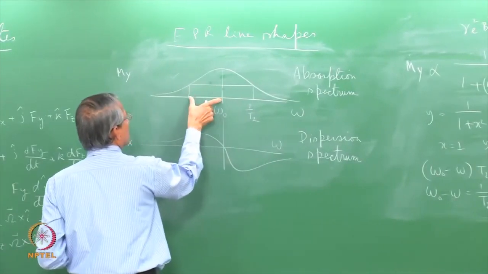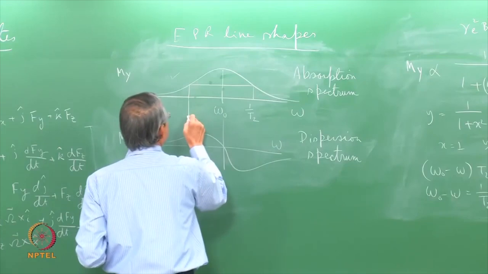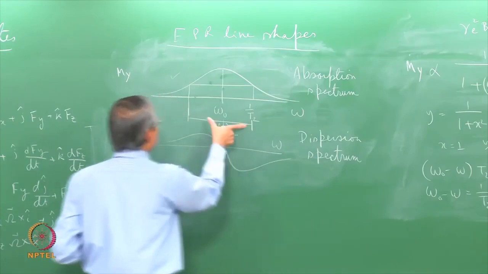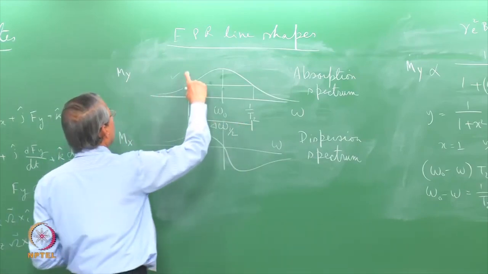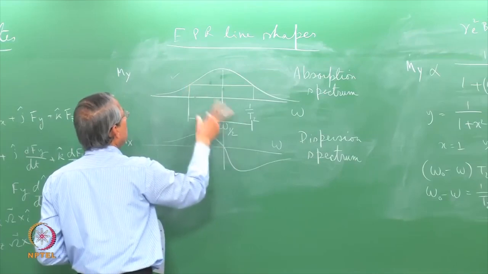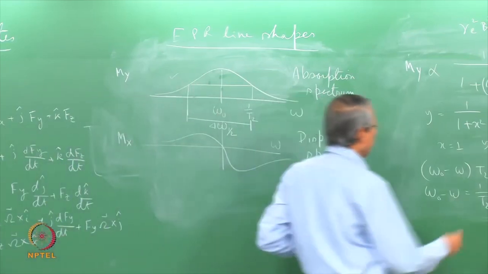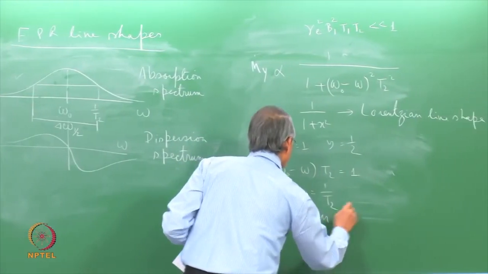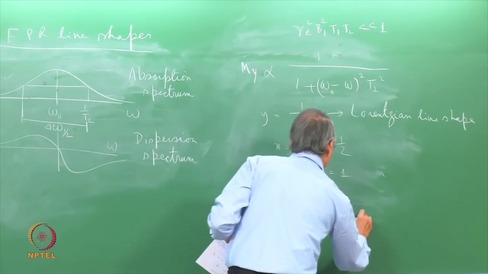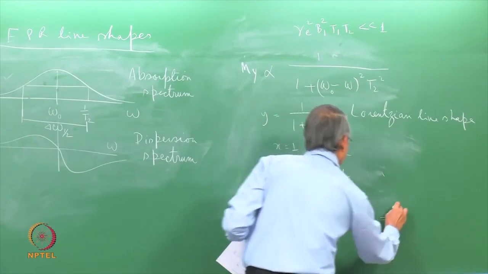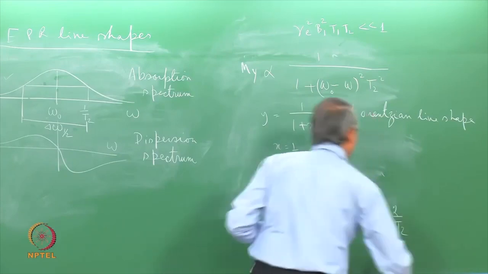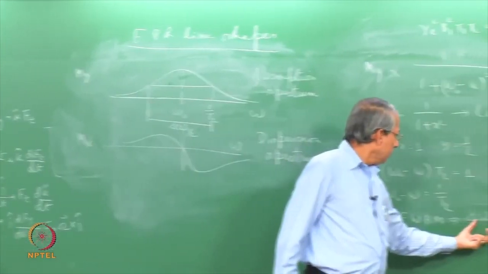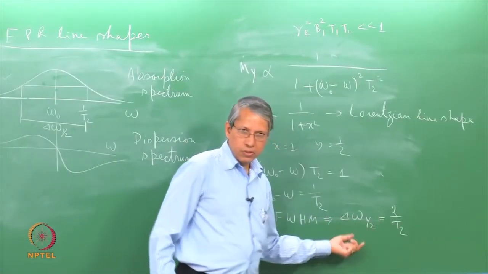Similarly, here also it will be 1 by T2, or in other words this totals this one. If I call delta omega half, it corresponds to the half intensity of this one, or full width at half maxima. Full width at half maxima corresponds to delta omega half. This gives 2 by T2. So, when the spectrum is recorded as a function of frequency, we can straight away get the spin relaxation time from this relationship.